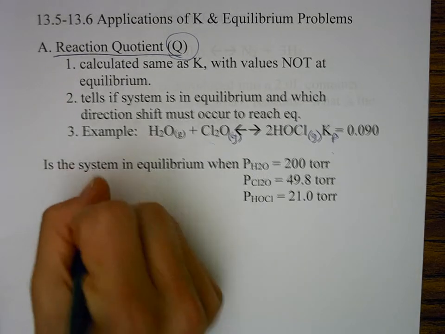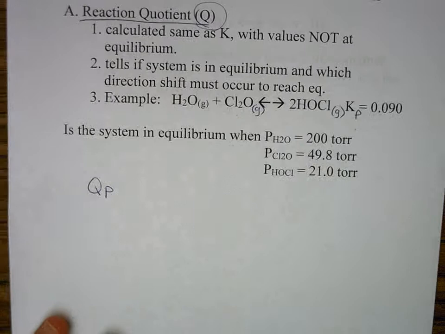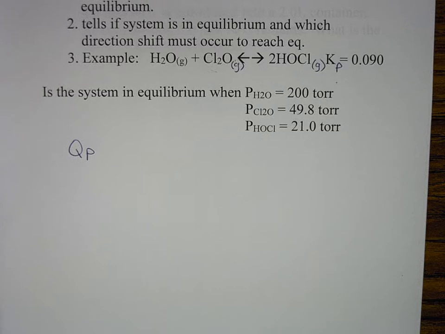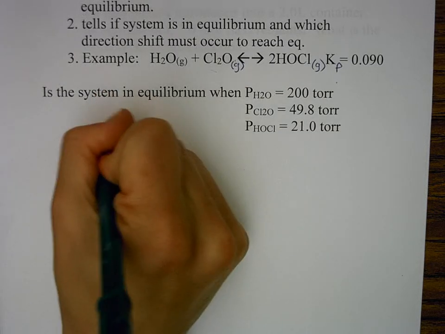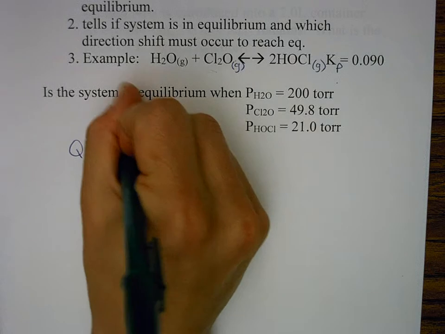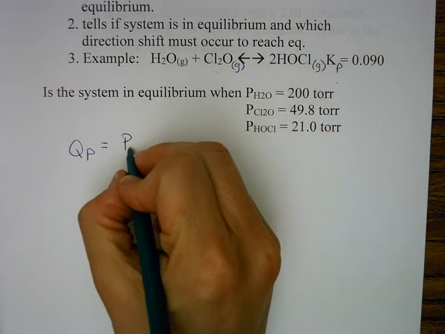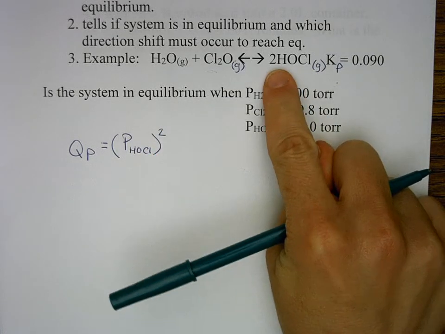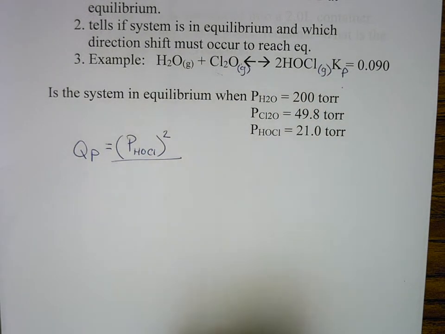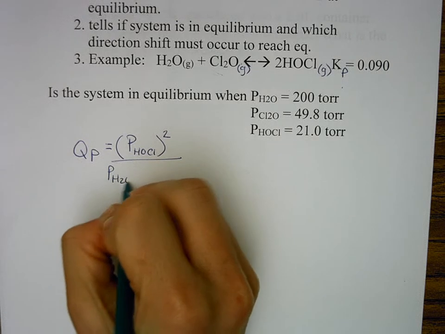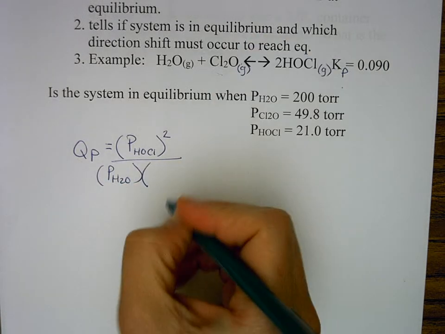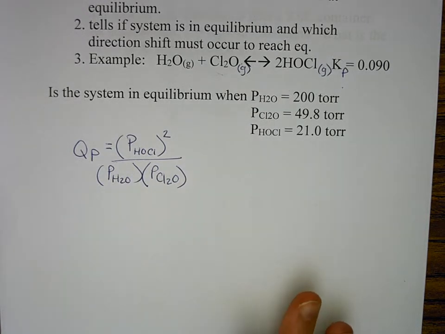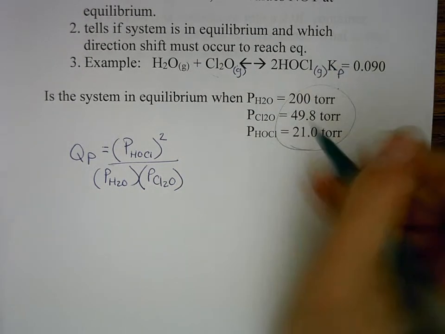So if I write out my expression for Q, I'm going to put a little p next to it just to specify that it's being calculated with pressures and not concentrations. That expression is going to be the pressure of HOCl squared, because that coefficient is 2. So products over reactants is all I'm doing. And then the pressure of H2O, and also on the bottom, the pressure of Cl2O. They give me all the numbers right here, so I just plug those in.